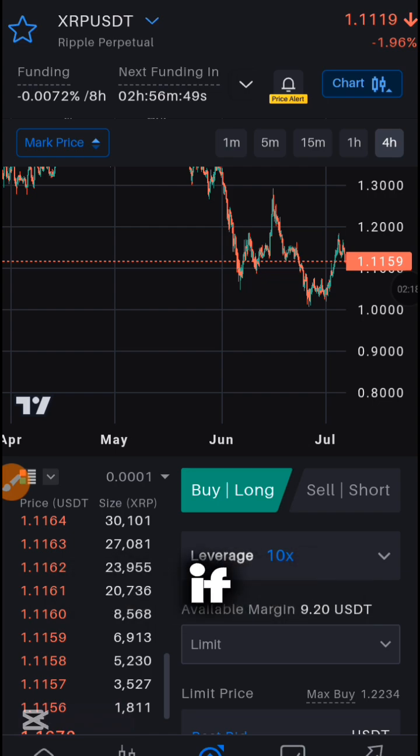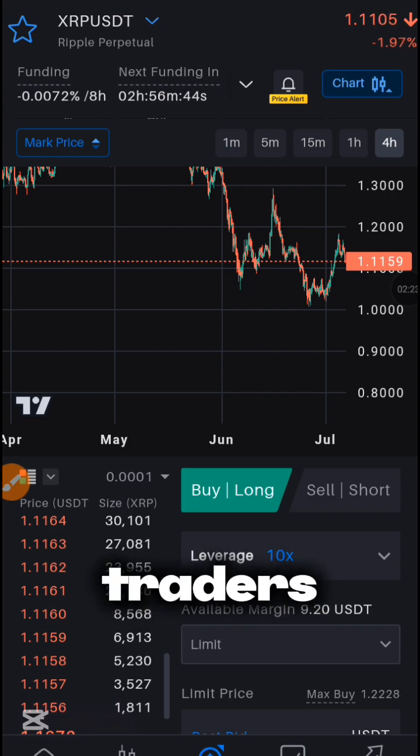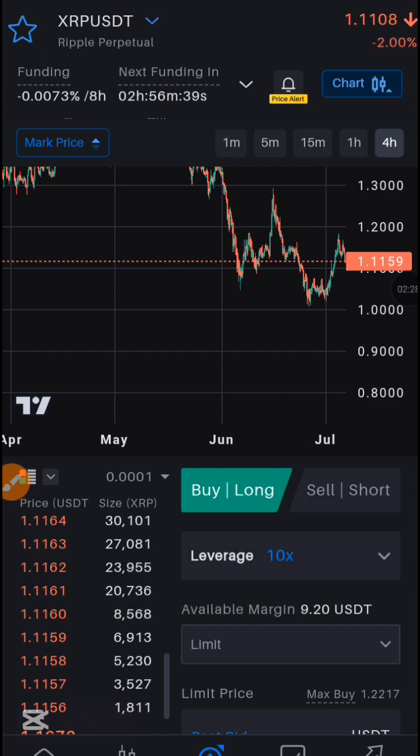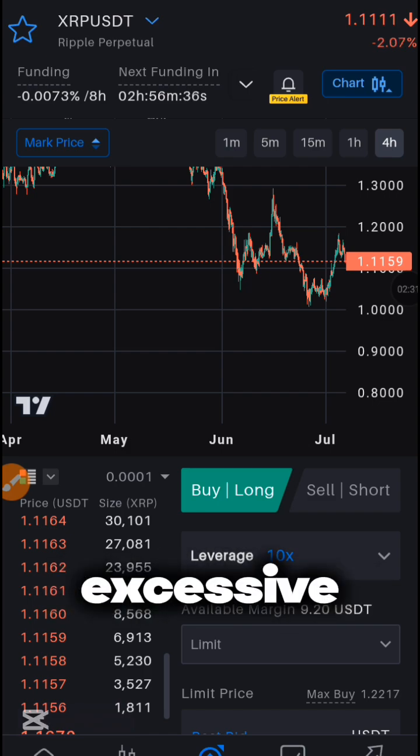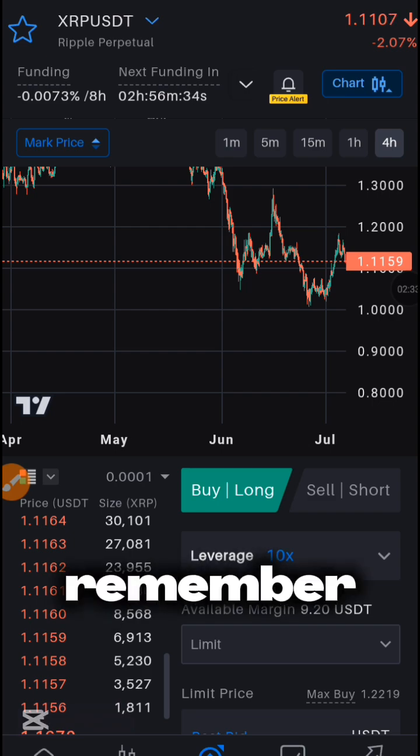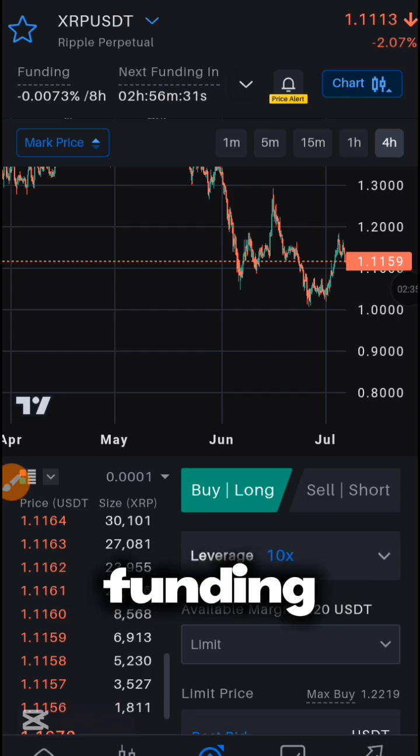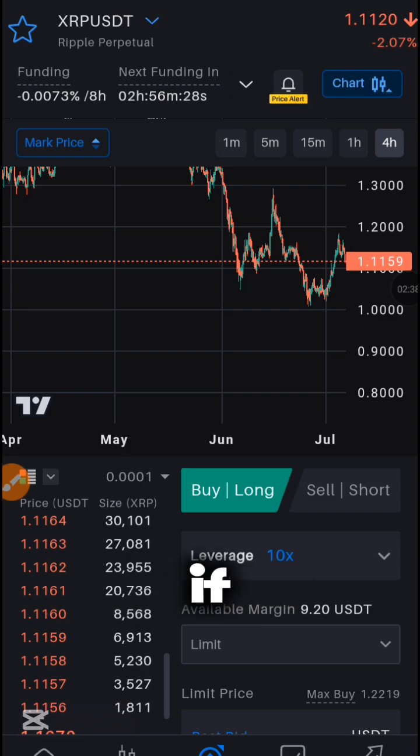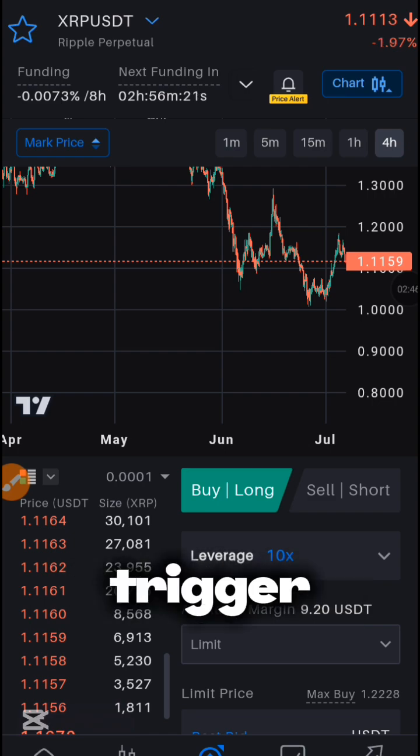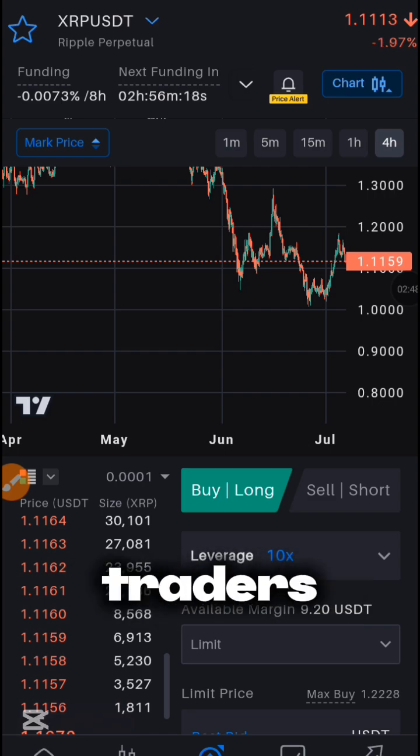All right, so if the funding rate is negative, short traders pay long traders. This happens when too many traders are betting that the market will fall. Paying funding discourages excessive short positions. So remember this simple trick. Positive funding equals longs pay shorts. So if the funding rate is positive, the traders going long pay the shorts. And with negative funding, the traders shorting the market pay those who are buying long. All right, that is all you need to remember.